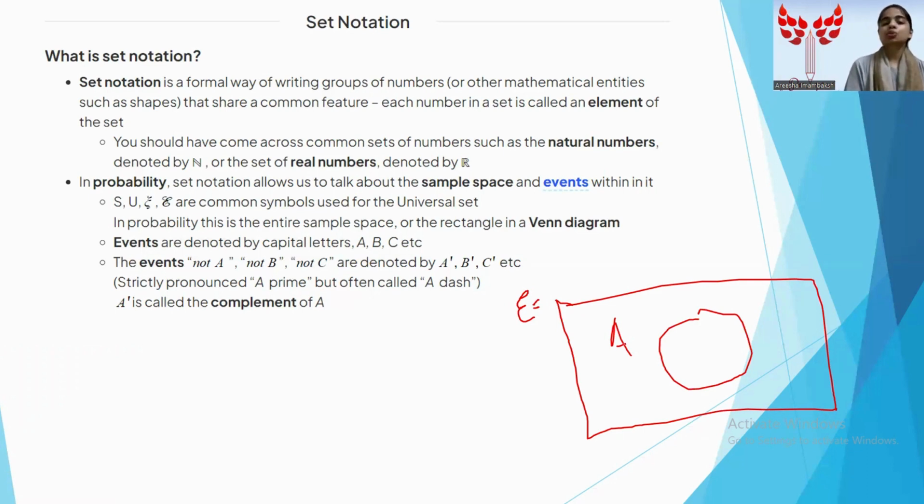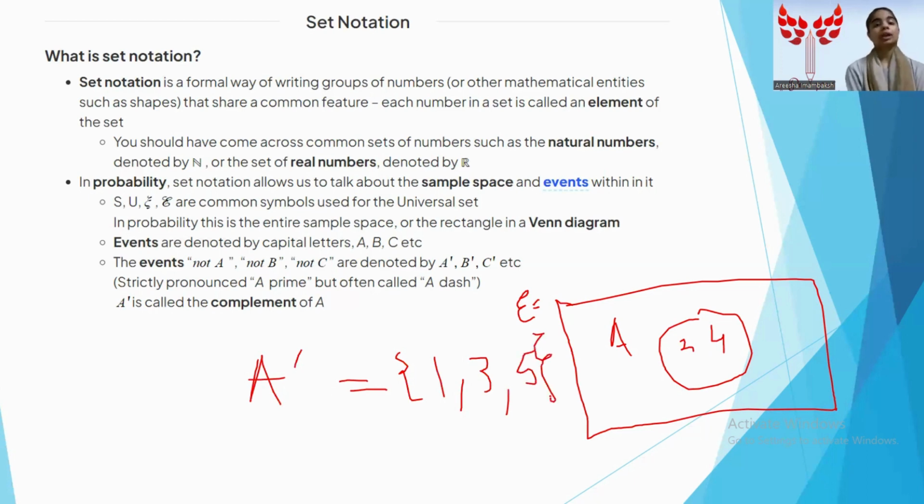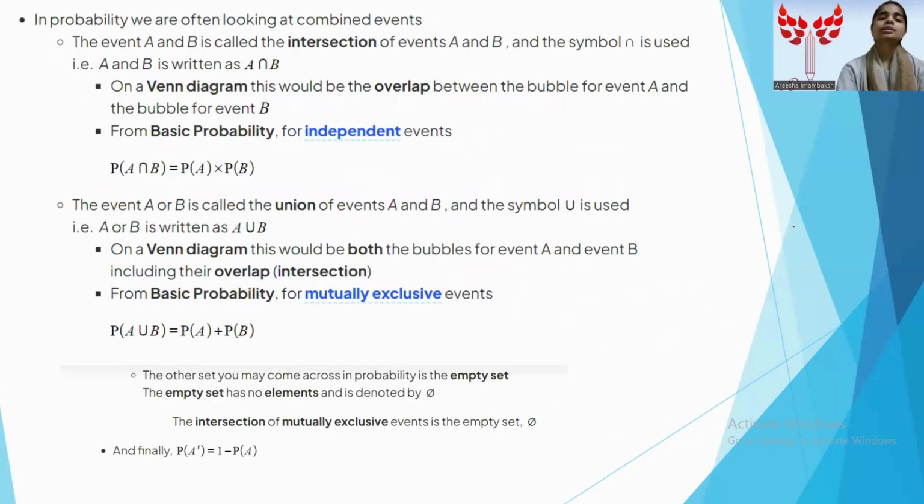Now, events are denoted by the capital letters A, B, C. And the event not A, not B, not C, that is known as the complement. And we've discussed this in the previous video. Let's say the universal set represents numbers 1 till 5. A represents even numbers, so it will be 2 and 4. And so not A is basically A complement, which will represent numbers 1, 3, and 5. Numbers which are not even. Okay? So, yeah, this is about it.